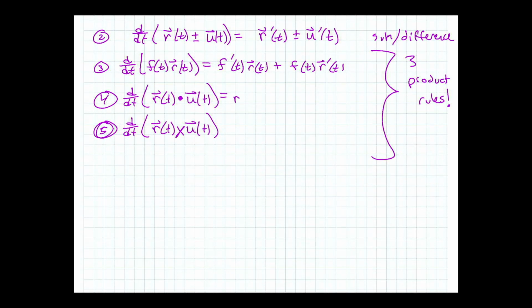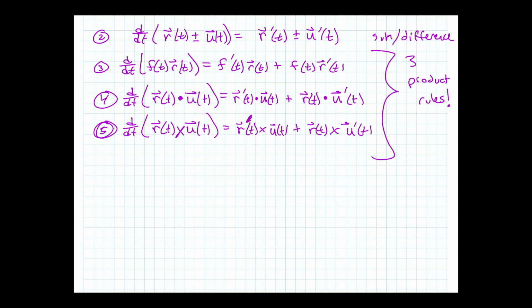So when you do this, it's going to be r prime dot u plus r dot u prime. So it just looks like the product rule, but this was a dot product, so these are dot products. Easy. And then we do the one for the cross product: r prime cross u plus r cross u prime.